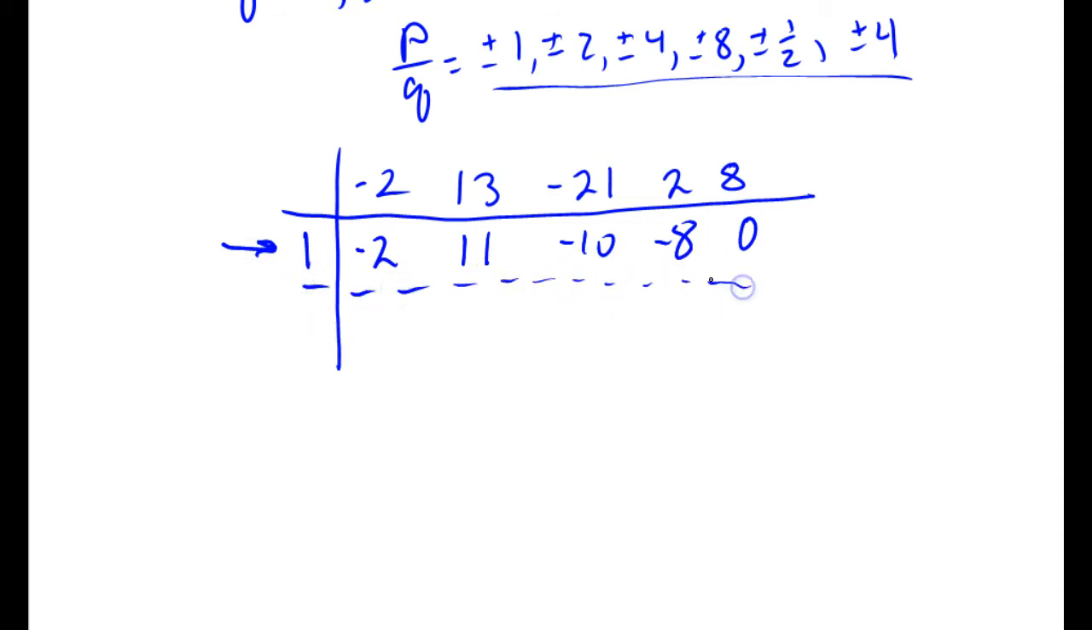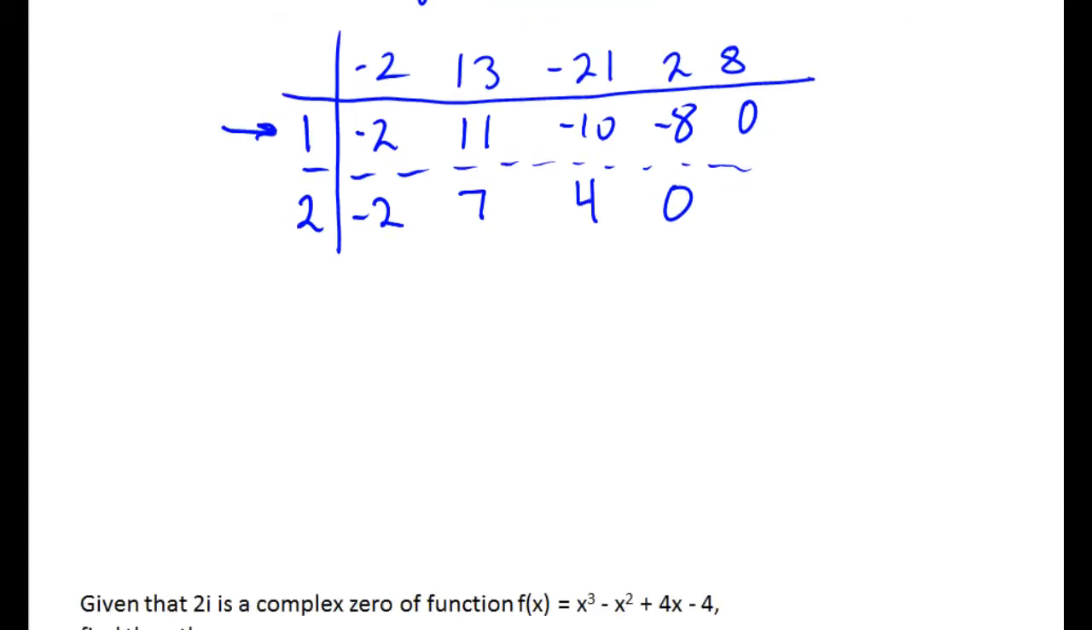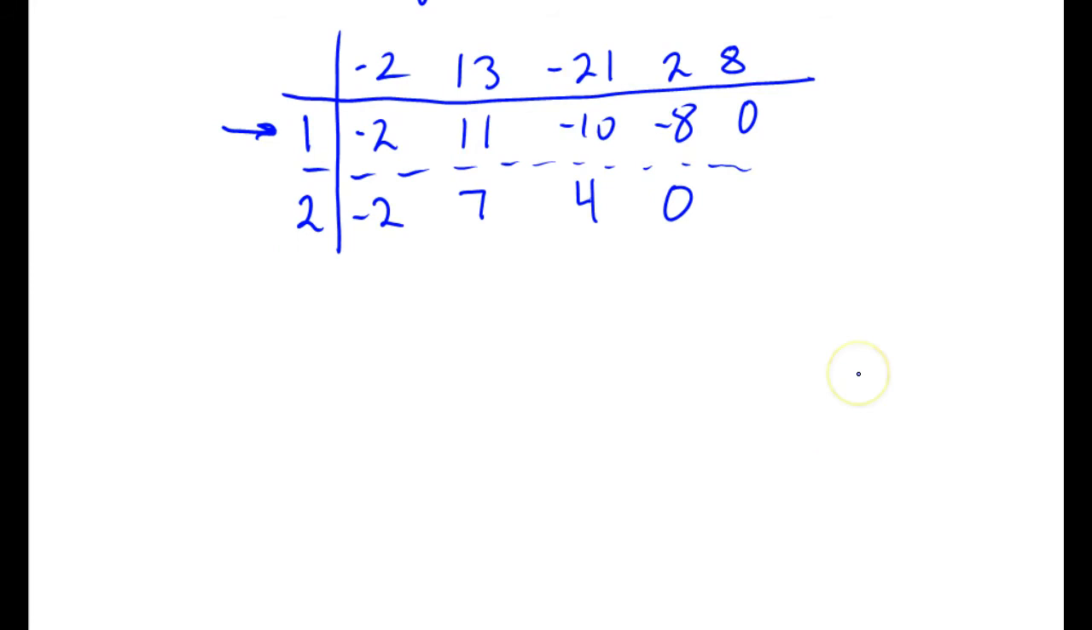Now, another number on our list is 2. So let's try that, and I'll work with my reduced polynomial here. I bring down the first coefficient, negative 2. 2 times negative 2 is negative 4, plus 11 is 7. 2 times 7 is 14, minus 10 is 4. 2 times 4 is 8, minus 8 is 0. And we lucked out again. Actually, we didn't. I knew those were going to work ahead of time, but in the interest of time, I didn't want to waste half the screencast testing numbers.